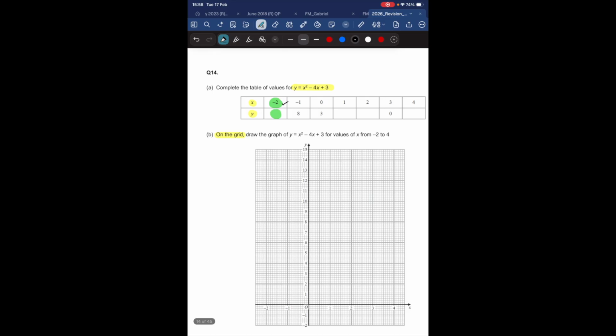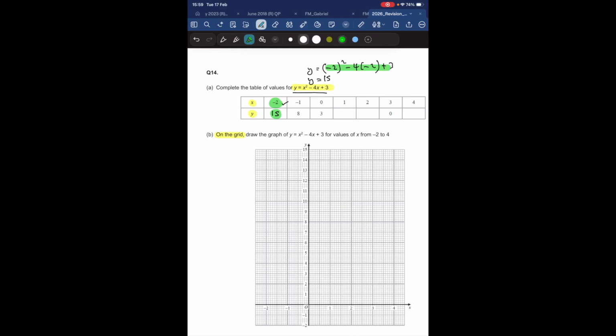So what we're going to do, we go to the equation, and wherever we see an x, we replace it with minus 2 in a bracket. So minus 2 squared minus 4 bracket minus 2 plus 3. Again, you can do all of this calculation in your calculator. If you type all of this into your calculator in one go, you're going to get a value of 15. So when x is equal to minus 2, y is going to be equal to 15.